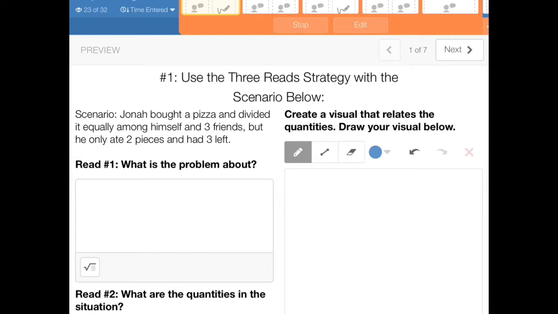This problem is about Jonah sharing pizza with friends. So, let's see. Jonah is sharing pizza with 3 friends.